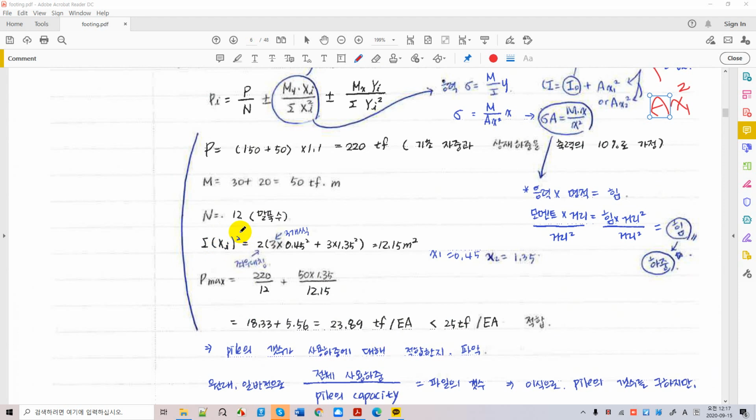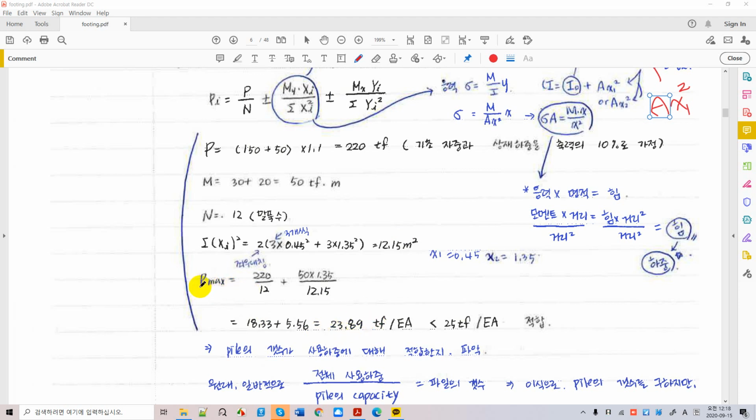Okay, so we can calculate the summation of xi square. We have 0.45 square meters and 1.35 square, times 2 on both sides of the pile cap, both symmetric, right? So we're going to put this 12.15 in here. We just consider one direction only, the x direction. So P max, we're going to end up here with 23.9. And we have to compare this P max to what?